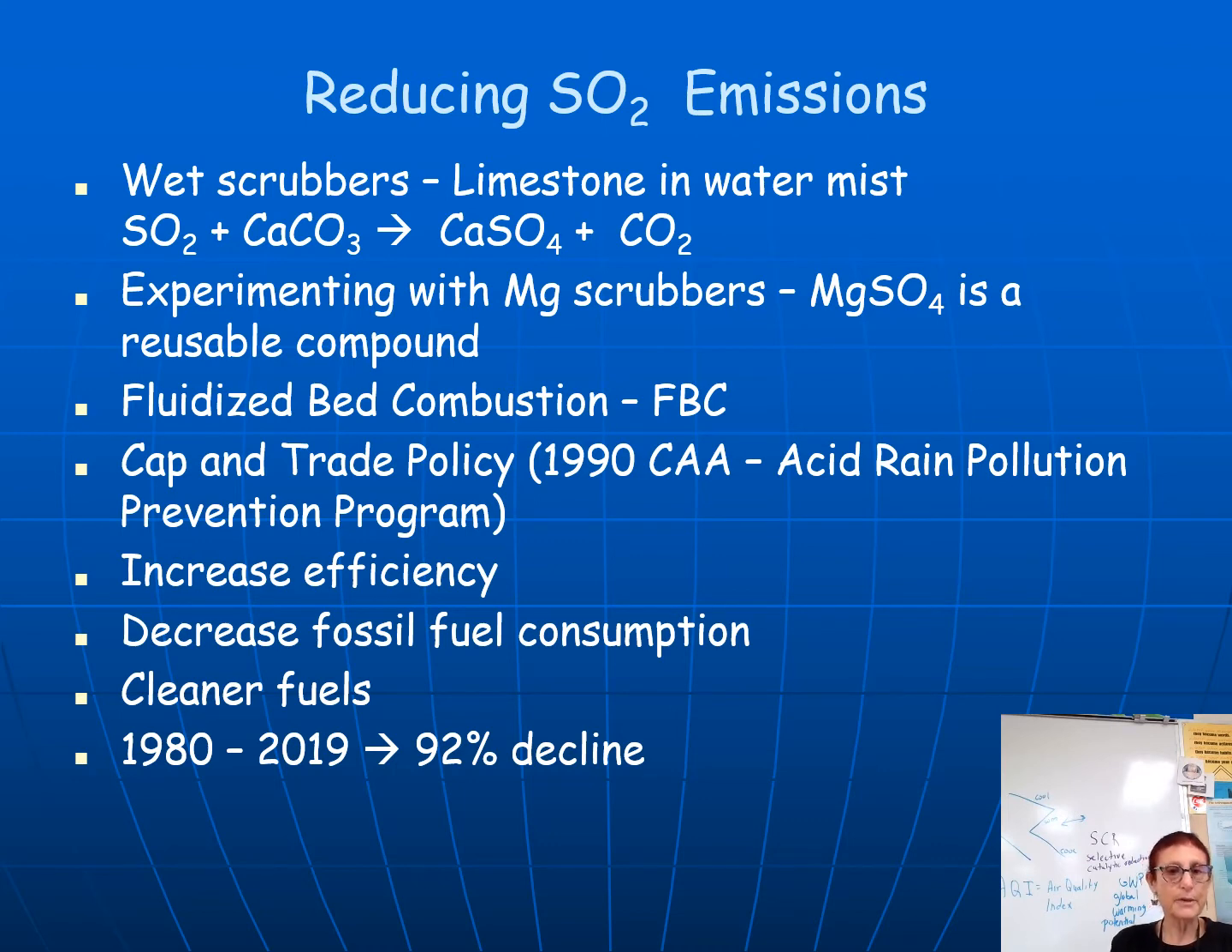Perhaps our most effective policy came out of the 1990 Clean Air Act amendments, and that's when the cap and trade policy was implemented. In the cap and trade policy, the most polluting power plants were identified. A lot of those were in the Ohio River Valley. And the idea is that cap is a maximum amount of sulfur oxides that can come out of that area.